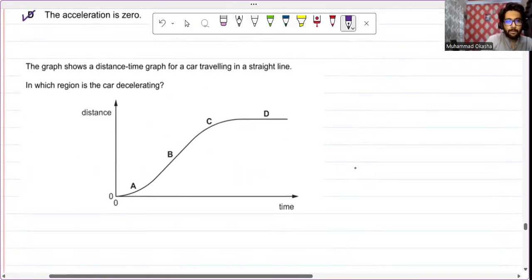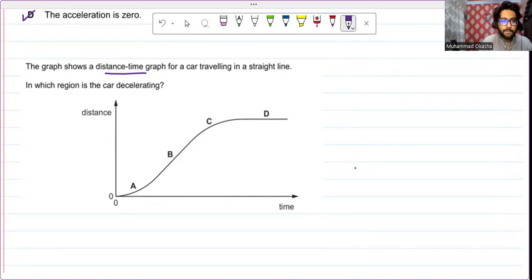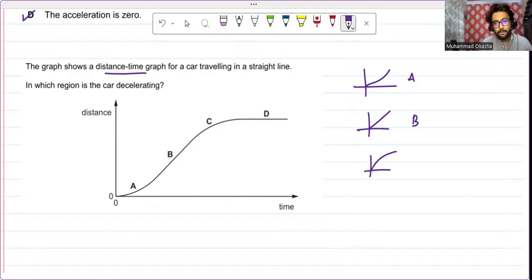This shows the distance time graph of a car traveling in a straight line. In which region is the car accelerating? Okay. If you notice, A is going up. If I were to draw this region separately, this is region A. Region B is a straight line. Region C is a curve that is going horizontal. This is region C. And region D represents rest. Region D is just a horizontal line.